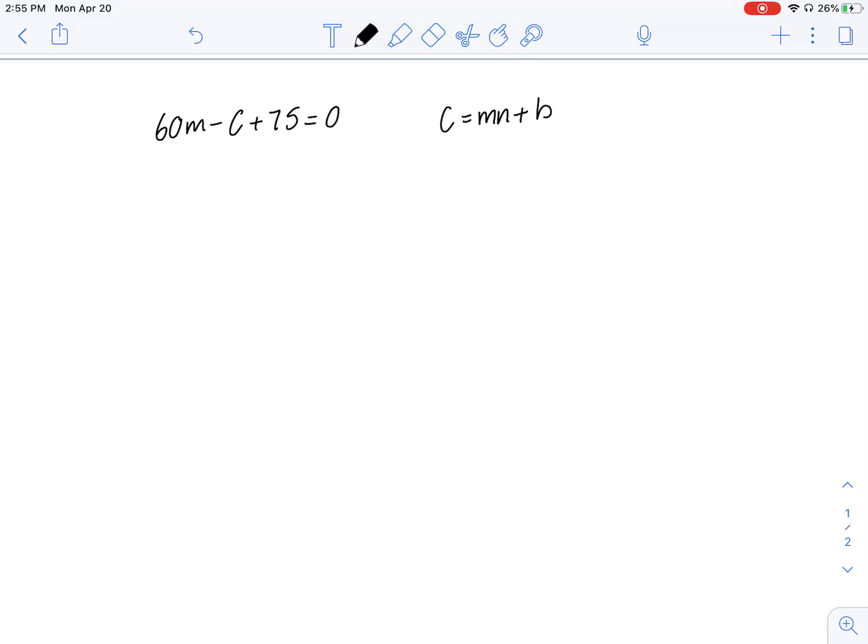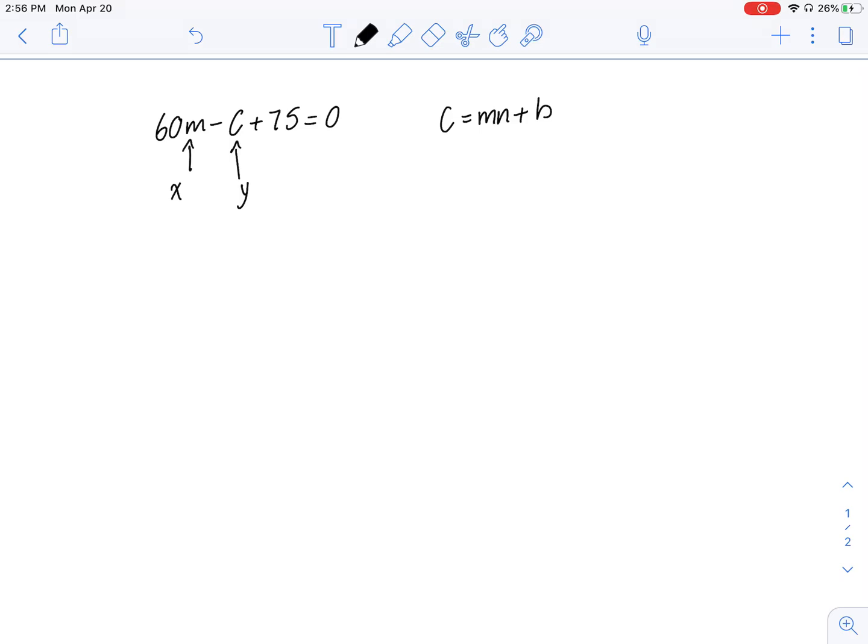As we've done before, to take an equation in standard form and put it into y equals mx plus b form, the main objective is to simply isolate for y. In this case, we need to understand that m is practically our x variable and c is our y variable. And the reason for that is because c, which is the cost of the rental, is dependent on m, which is the number of months.